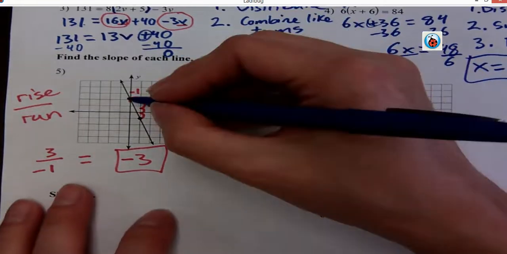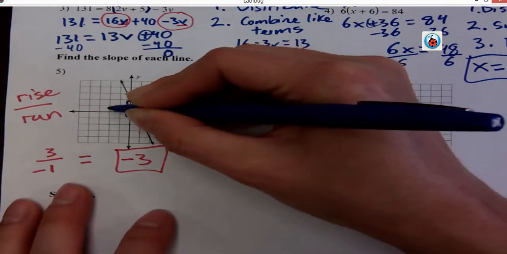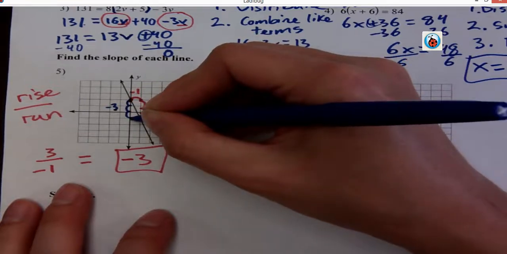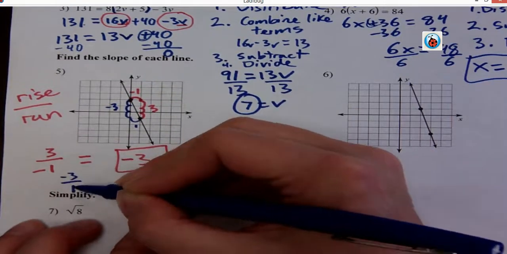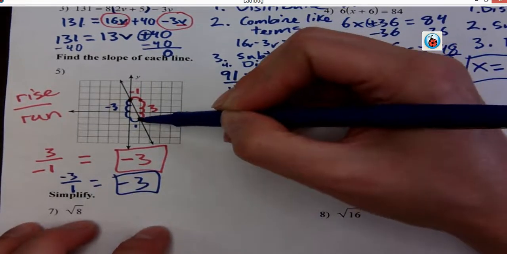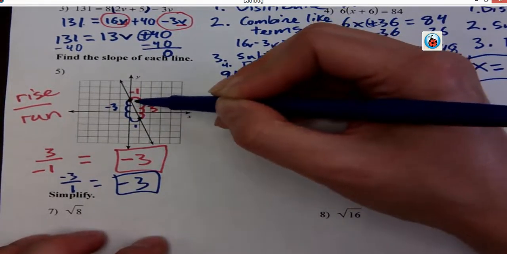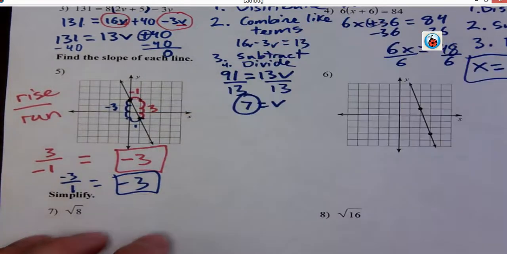If I started at the other point, I would get the same slope. Here I would go down 3, so 1, 2, 3, so -3, and then forward 1, and so that would give me -3 over 1, which still simplifies to -3. So it doesn't matter which point you start on, just remember if you're counting up it's positive, down is negative, forward is positive, backwards is negative.